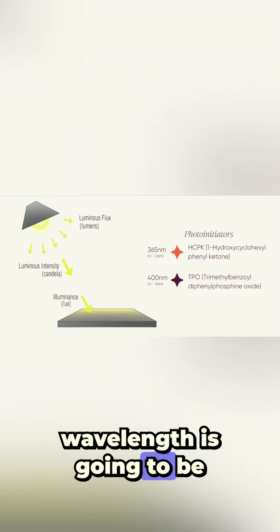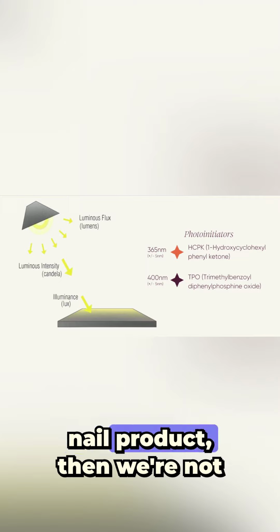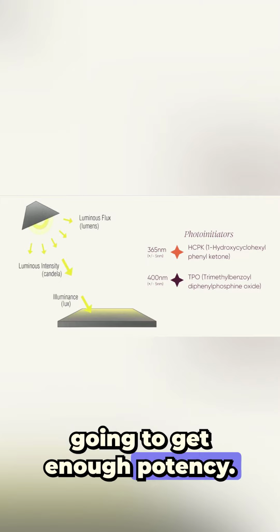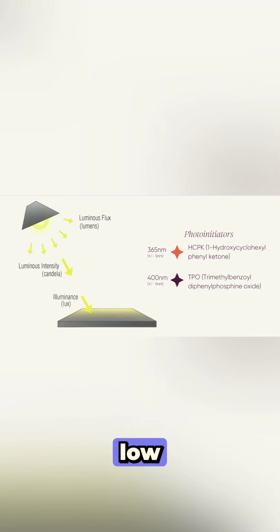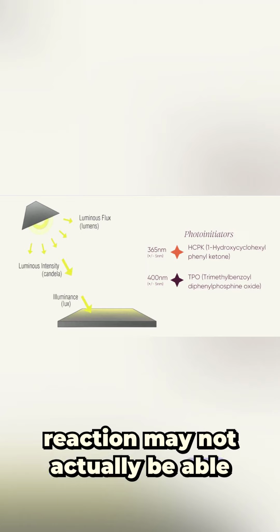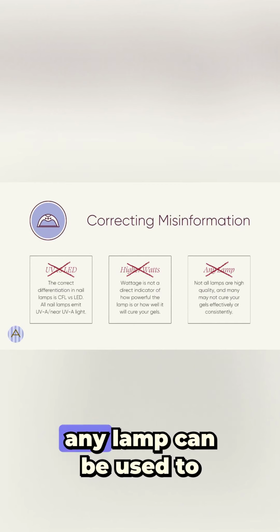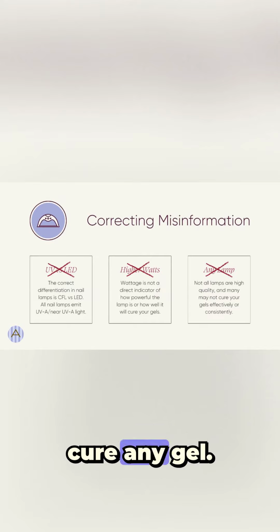But beyond that, if we're losing a ton of energy in the process of actually trying to create that UV light that is going to cure that gel nail product, then we're not going to get enough potency. The energy is going to be low, and our polymerization reaction may not actually be able to fully complete. So this is why not just any lamp can be used to cure any gel.